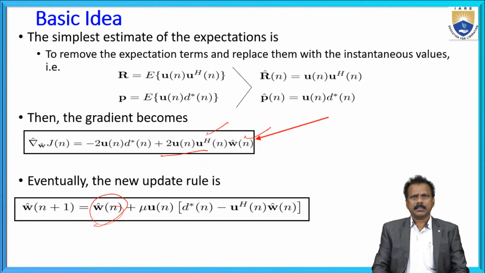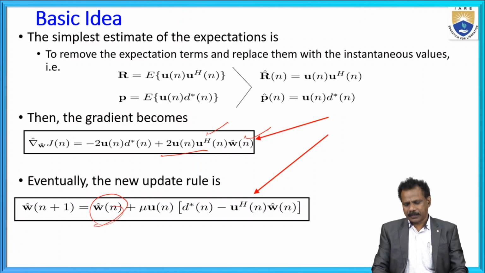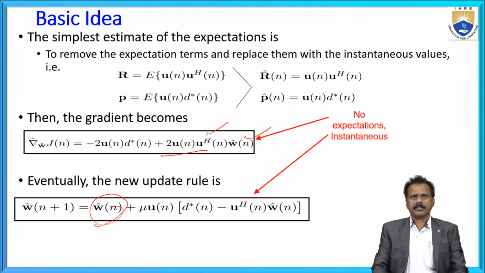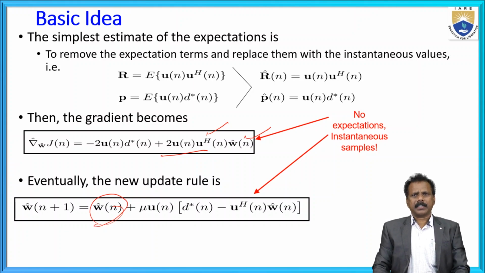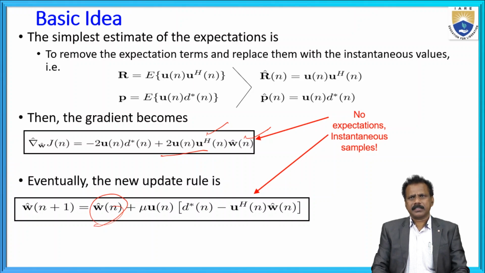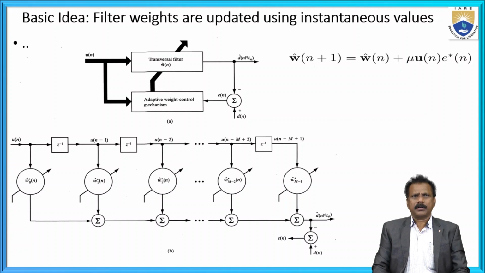From this we can consider how the gradient becomes, and then the new update rule is framed with no expectations, only instantaneous samples observed. So we expect the gradient to become like this value, and eventually the new update rule involves no expectations, only instantaneous samples. Now let us try to use the basic idea.